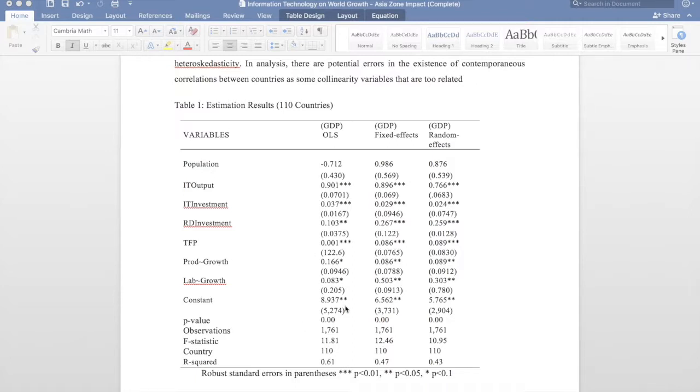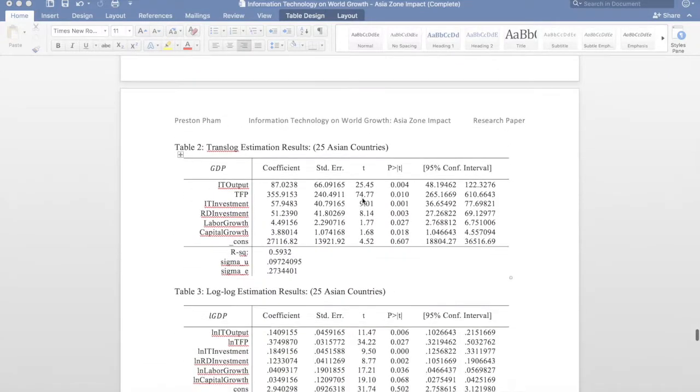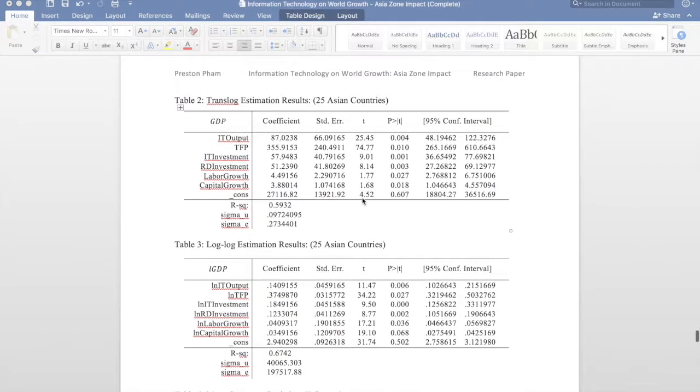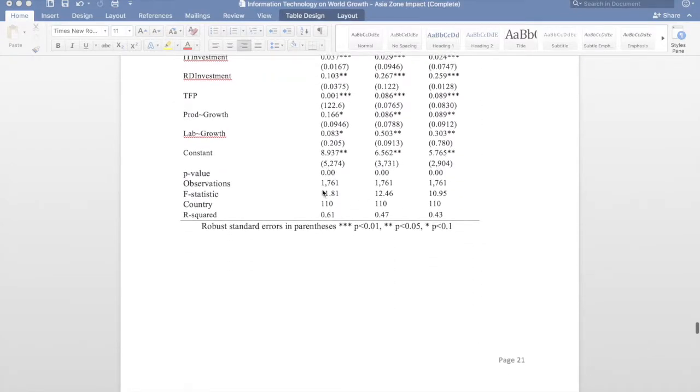And you can see here the observations are 1,761 across 110 countries, and the R square is 61%, which is a relatively good R square. So moving down to here, table number 2 is the basic translog estimation results. And unlike the previous one, this one covers the whole world's observations, 1,761, and the countries are 110.